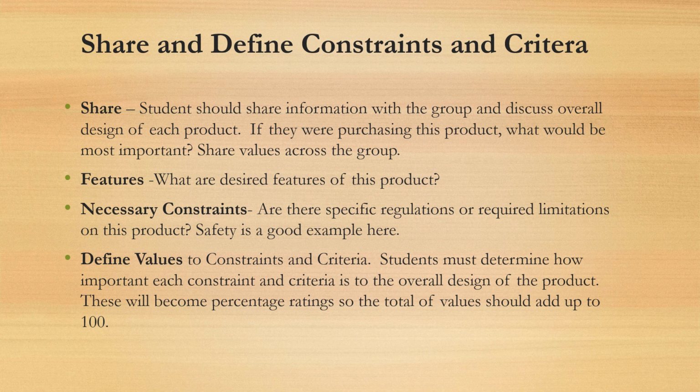So hopefully they have this great discussion about, well, when they go to purchase a product like this, what are they looking for in this type of product? And that's when you begin to get them to list out all the constraints and criteria and start to put a value to each of those. Now, we'd like these to be percentages of the overall ratings. So get them to really think about totaling this up to be 100.